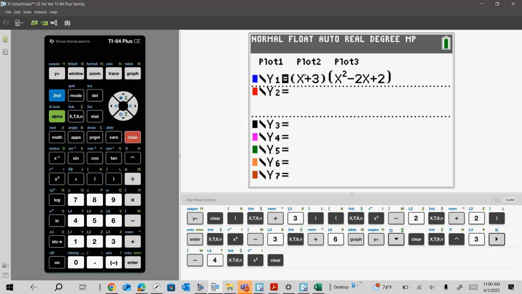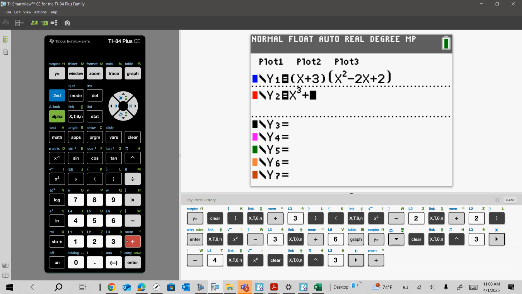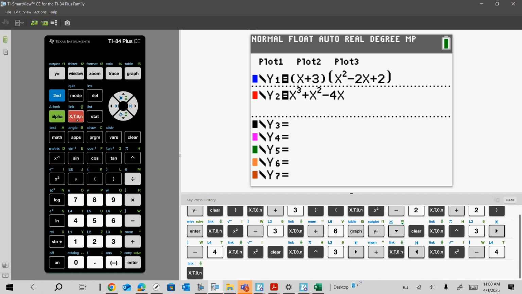Okay, all right, so that goes in y1, the original problem or the original expression. Y2 is your answer, like what you thought is the answer. So we're going to type x cubed, then plus x, then plus x squared, sorry. Then we had minus 4x and plus 6. I believe that's what I had. I'll double check.